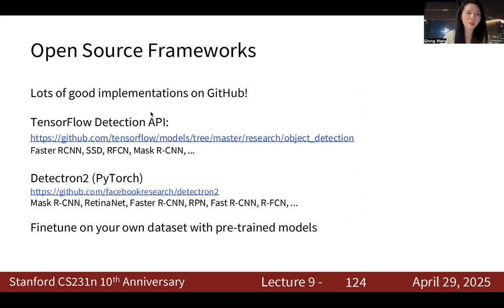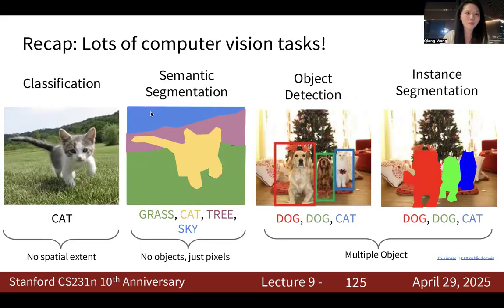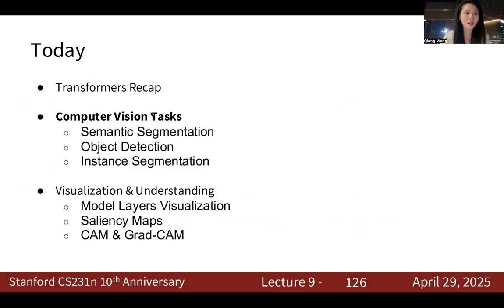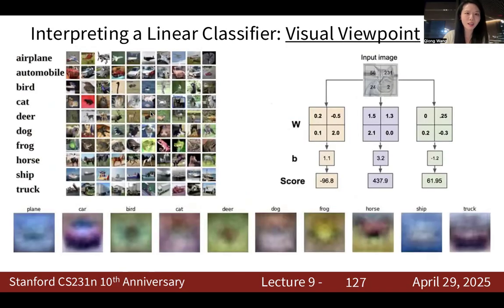There are some open source frameworks. So there are lots of computer vision tasks we can do: classification, semantic segmentation, object detection, instance segmentation. Okay, next we will talk about visualization and understanding.